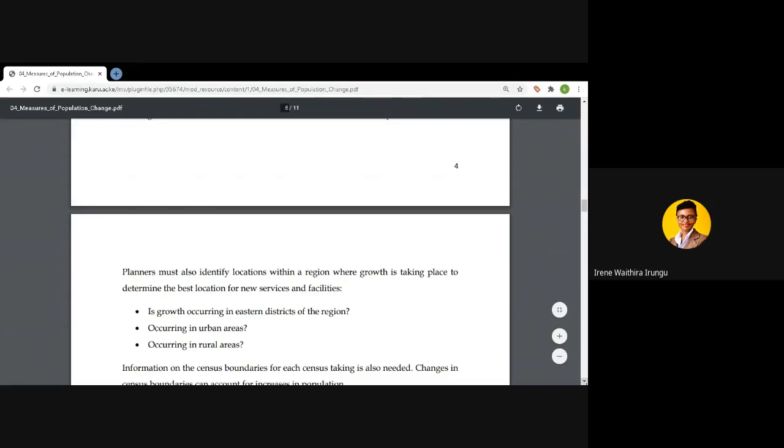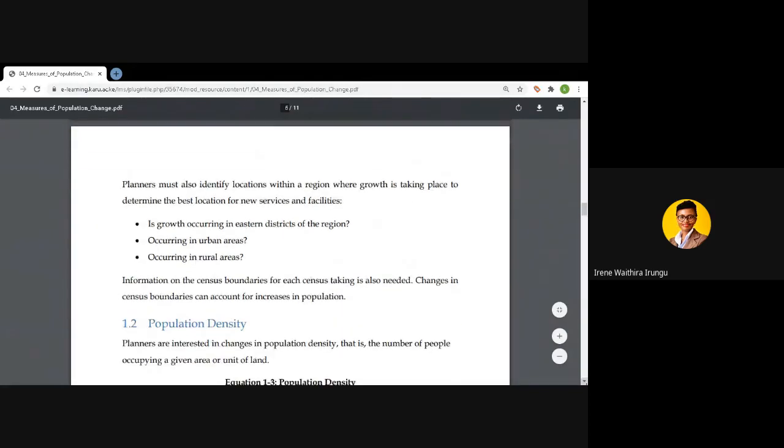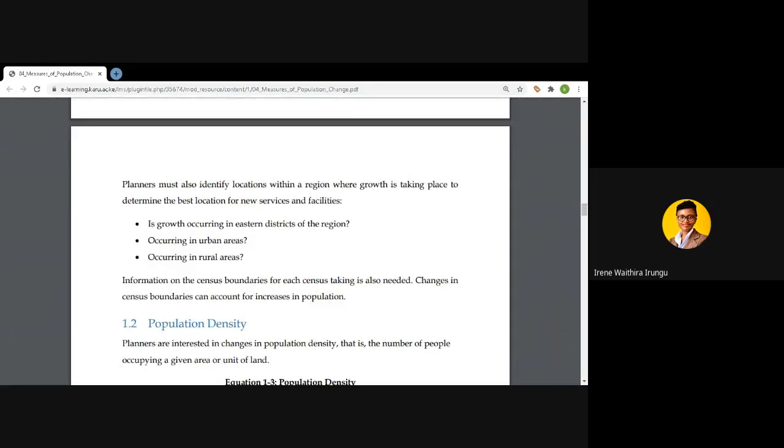Planners can also identify locations within a region where the growth is taking place to determine the best location of new services. Is it occurring within urban areas, or within rural areas? Is it occurring within certain regions or districts or counties? All that is for planning purposes. So that's population change, simply looking at the difference, which can also be expressed as a percentage.